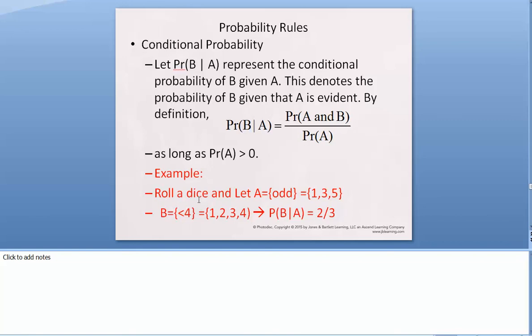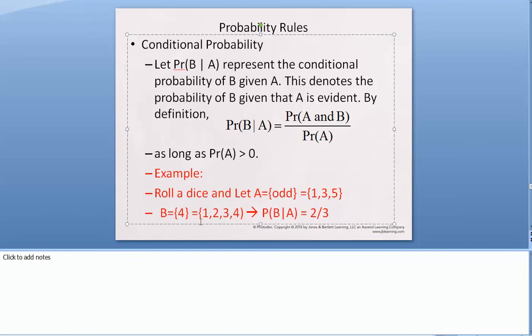Say you roll a dice, and A is the event that you saw an odd number. Odd number means it has been either 1, 3 or 5. And B is the event that the number is less than 4. Oops, I should put less than or equal to 4. Here's a mistake. Less than or equal to 4. So B will contain either 1, 2, 3 or 4.